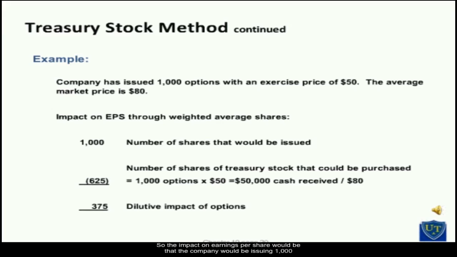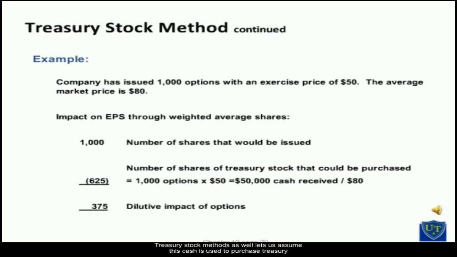So the impact on earnings per share would be that the company would be issuing 1,000 shares of stock, and using the $80 average price of the stock, the 1,000 options with an exercise price of $50 per option would generate $50,000 of cash coming into the company.